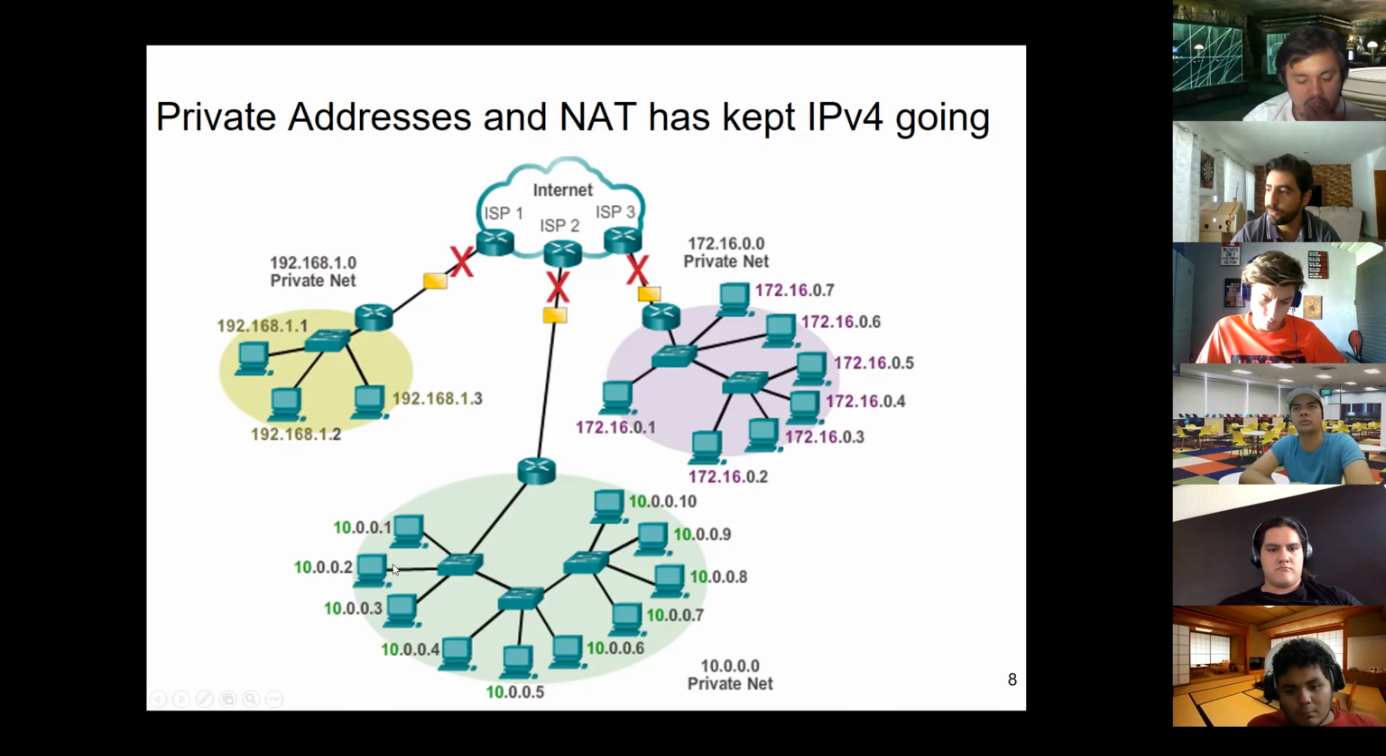But remember, we are using these public and private addresses. Those private IP addresses are not announced to the internet.